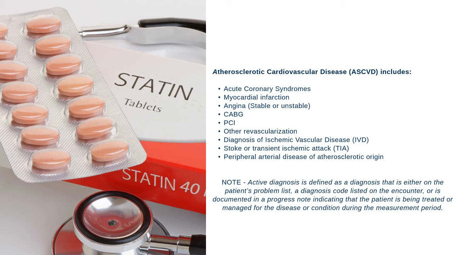Atherosclerotic cardiovascular disease covers many different types of conditions. This slide gives you a rundown of the conditions that are under the umbrella of ASCVD. First, acute coronary syndromes, myocardial infarction, angina, stable or unstable, patients who have had a CABG, patients who have undergone PCI, or other revascularization, patients who have a diagnosis of ischemic vascular disease, IVD, or have had a stroke or transient ischemic attack, a TIA. Peripheral artery disease of arteriosclerotic origin.